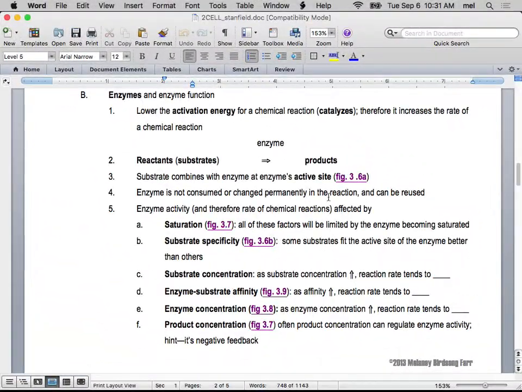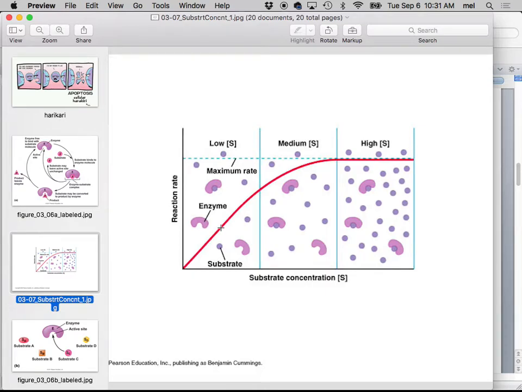Okay, so the enzyme activity, and therefore the rate of the chemical reactions, can be affected by, one of them is called saturation. I know you've heard this word before. Okay, so please look at what we're saying. We're saying as substrate concentration increases, the chemical reaction rate will increase until what occurs? Saturation. Now, what is saturation?